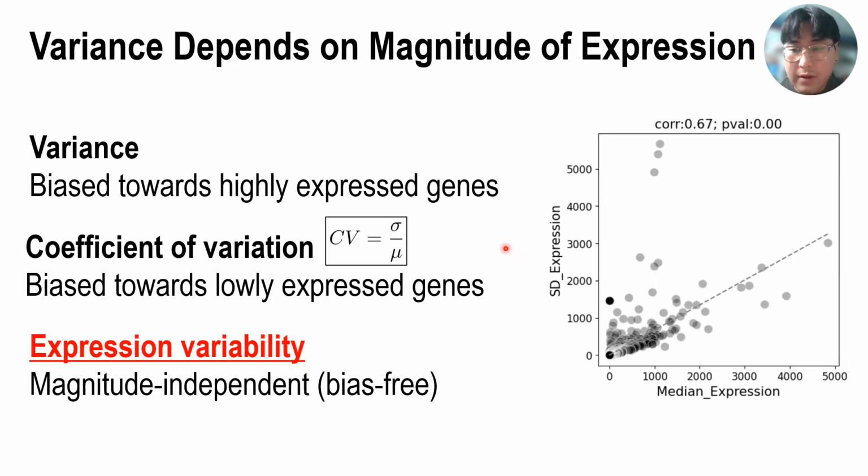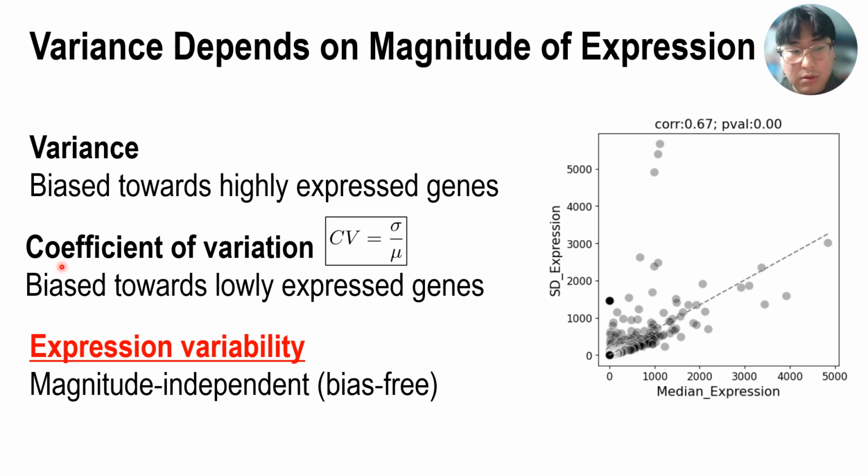Now, we used expression variability because it's magnitude independent, and variance itself depends on the magnitude of expression. Variance is biased towards the highly expressed genes because, as you can see on the right side, the magnitude is proportional to the variability. The higher the gene expression, the higher the variance. So we cannot use this metric to fairly compare between genes.